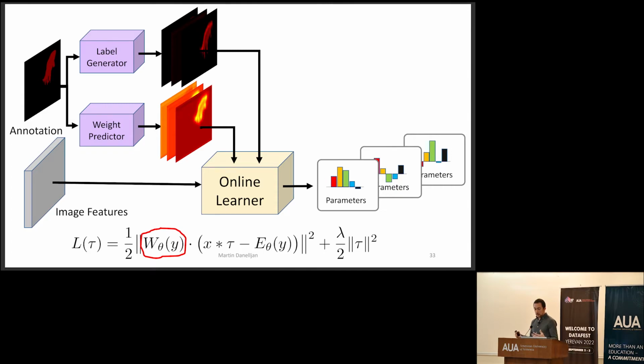And so now we minimize this problem. As you can see, this is still a linear least squares problem, right? And this would produce the parameters of our convolutional layer.